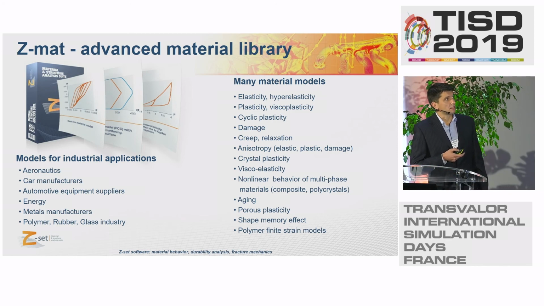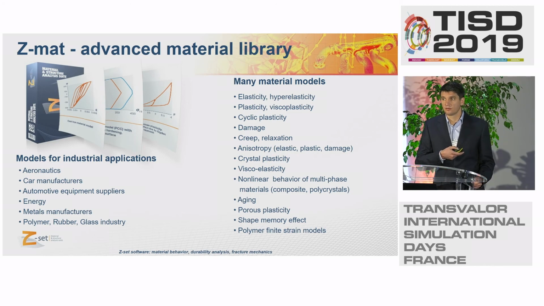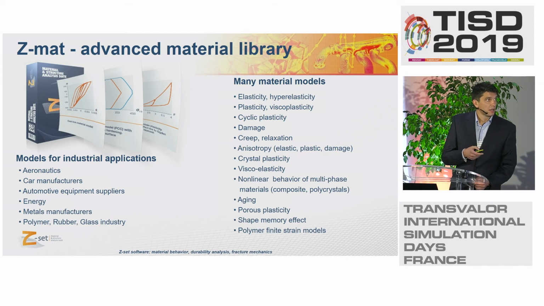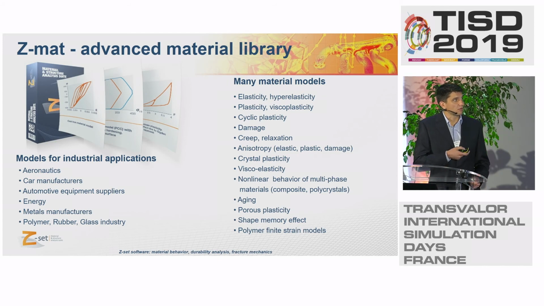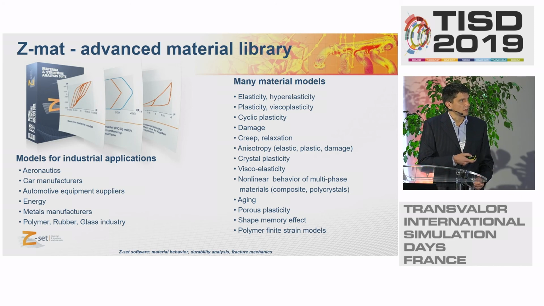So Zmat is an advanced material library. You have a big collection of models ranging from elasticity, hyperelasticity. We are very strong in plasticity and viscoplasticity for metallic materials, for very critical materials used in the critical parts of aerospace industry, automotive industry. And we have also porous plasticity, shape memory effect models, polymer models. And all of these models have already been used for many years in aerospace, car manufacturers industry, and energy a lot.